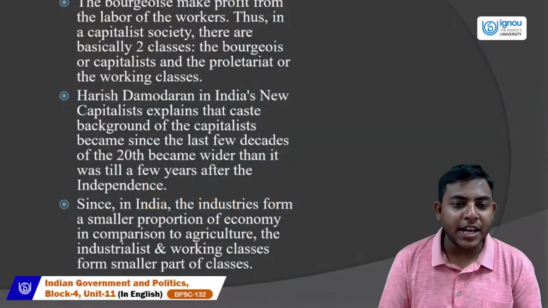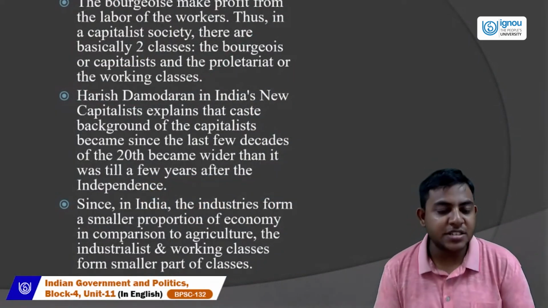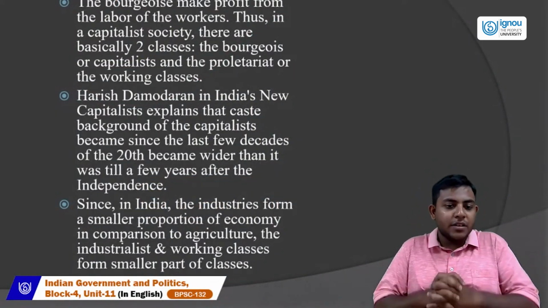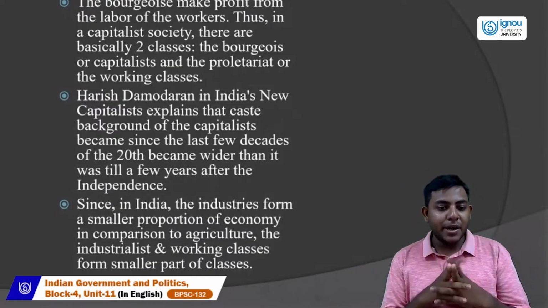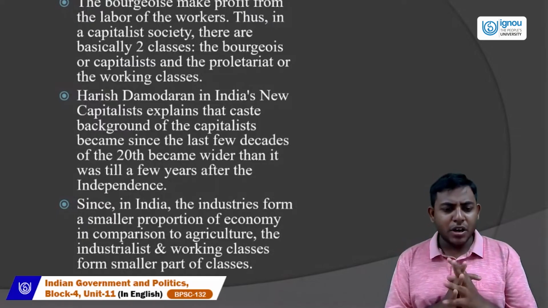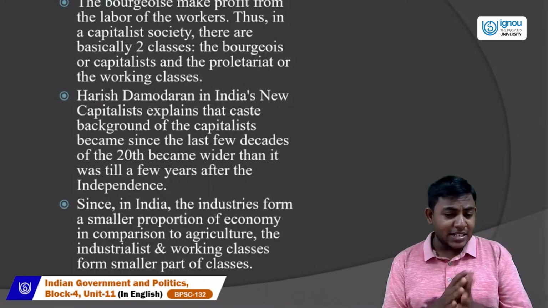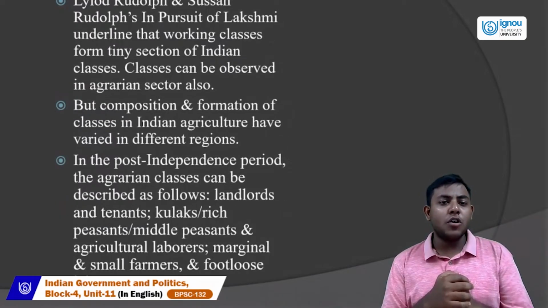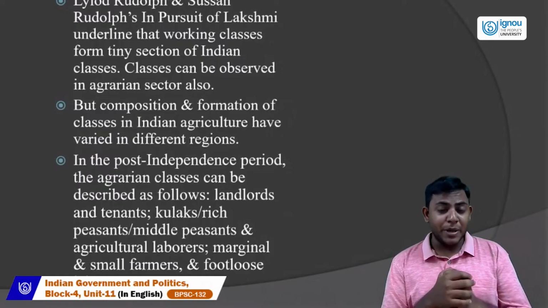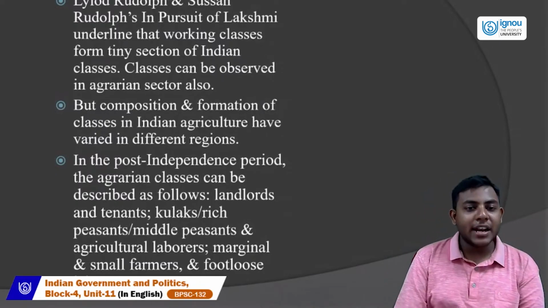Harish Damodaran, in India's New Capitalists, explains that the caste background of the capitalists, since the last few decades of the 20th century, became wider than it was till a few years after independence. Since in India industries form a smaller proportion of the economy in comparison to agriculture, the industrialists and working classes form a smaller part of classes. So Lloyd Rudolph and Susan Rudolph, in their work In Pursuit of Lakshmi, underline that working classes form a tiny section of Indian classes.